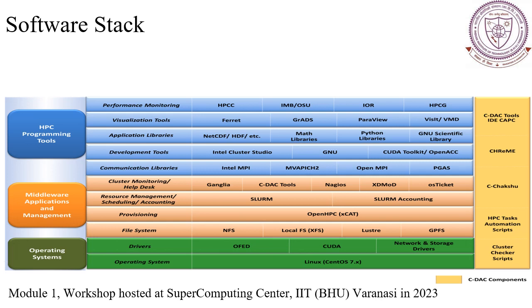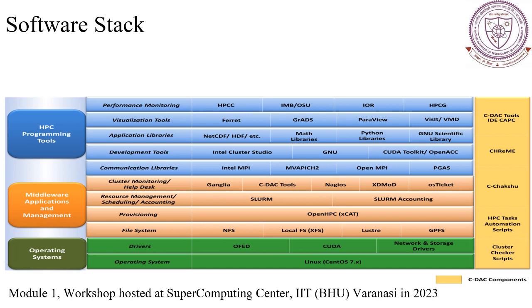OpenMPI. OpenMPI is a free and open source MPI library that is supported by a large community of users and developers. MVAPICH2. MVAPICH2 is a high performance MPI library that is developed and supported by the MVAPICH team at the University of Tennessee.